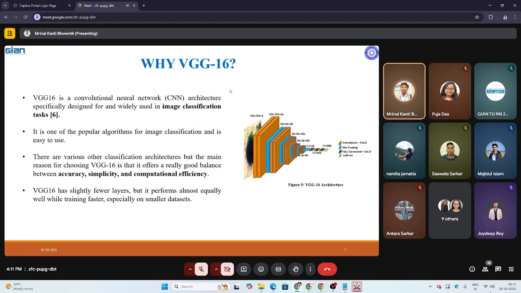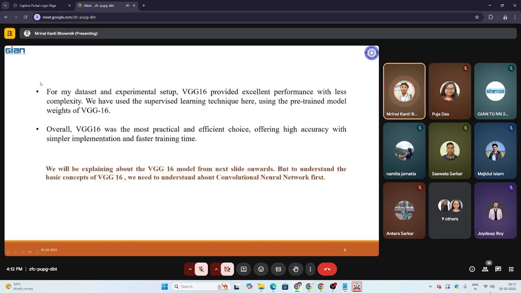computational efficiency. Since VGG16 has slightly fewer layers as compared to other classification architectures, it trains faster, especially on smaller datasets. It is also a much less complex model as compared to other neural network architectures, so I've preferred VGG16 for my dataset. For my dataset and experimental setup, VGG16 provided excellent performance with less complexity.